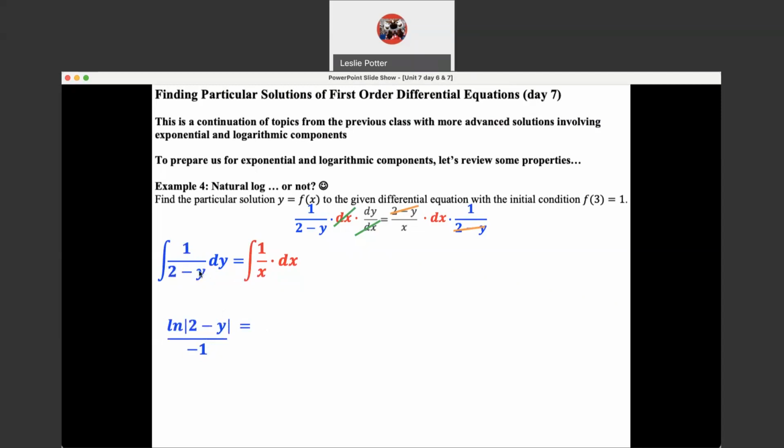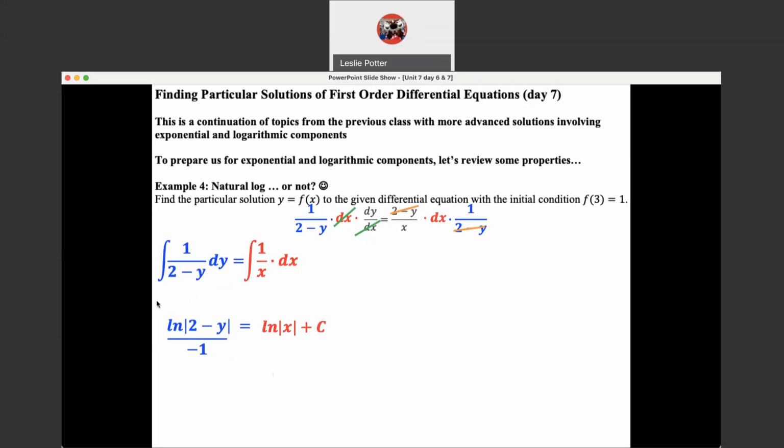So I could call this u. I could say u equals 2 minus y. And then I could say du dy is -1. And then dy would be du over -1, and that -1 would come out. Remember I said when these are linear, we can do them quickly. We don't typically have to go through all the u sub steps. Okay, the right side, take a sigh of relief here. The right side is just the natural log of the absolute value of x, and then plus c.